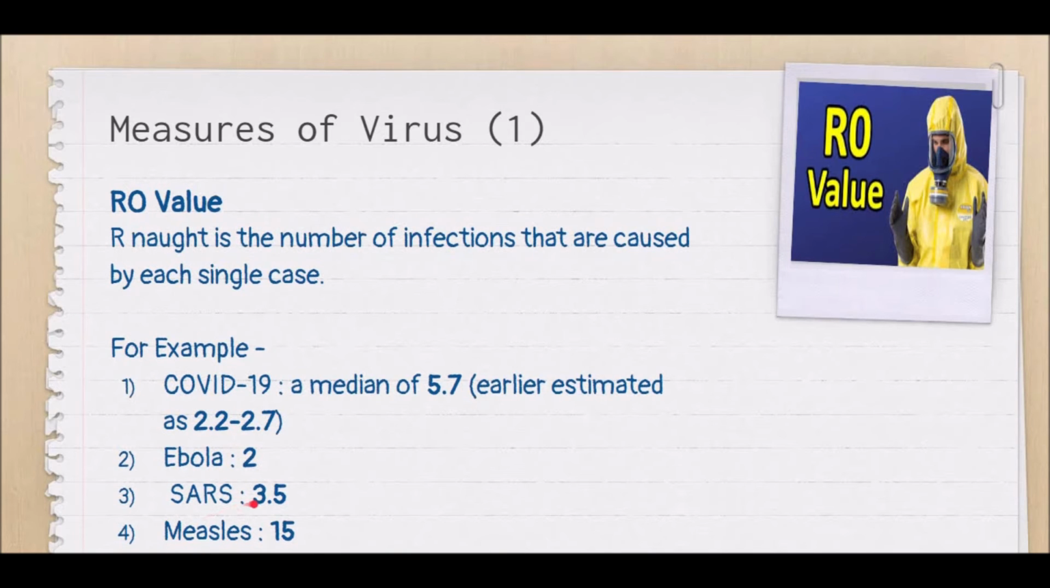While for SARS it was 3.5, for measles it was 15. 15 is a huge number for any R0 value. It means that each person infected with measles would spread it to 15 more people, which means the growth rate of measles would be too high. So let's see a simulation to understand more about the R0 value and its impact on the spread of a virus.